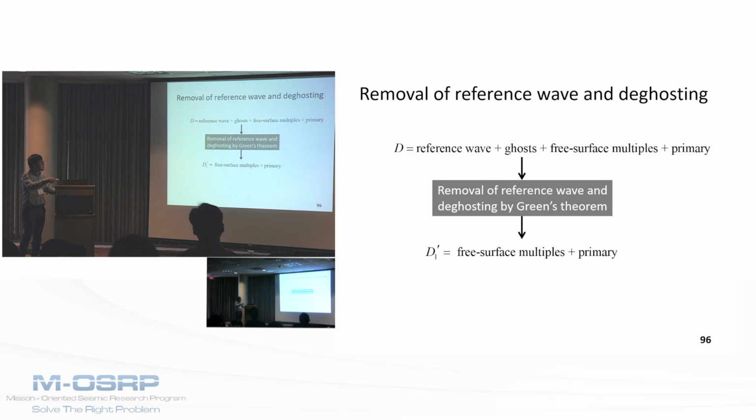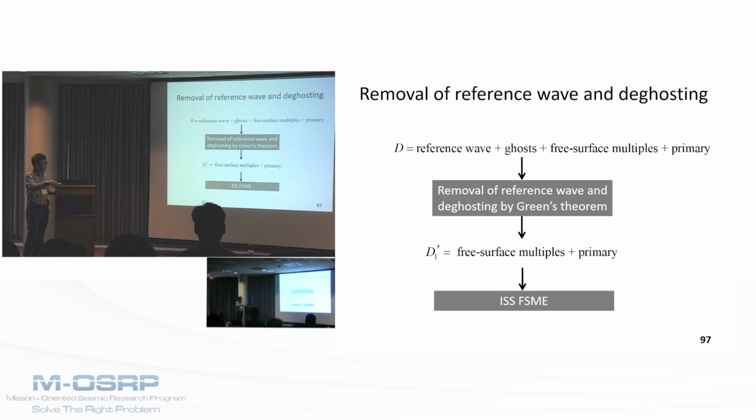After he generated this data, he used the Green's theorem method to remove the reference wave and to do deghosting. Then this result from the Green's theorem method, which includes the free surface multiple and primary, which is D1 prime as we noted here, is the input of the free surface multiple elimination algorithm. If the reference wave removal and deghosting is not effective, then the ISS method won't be effective. Then let's look at the results.